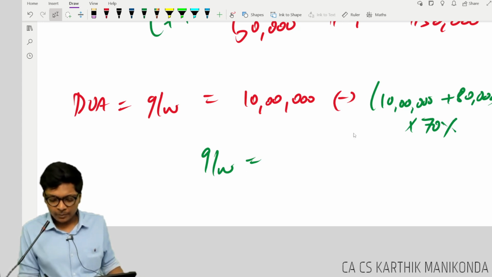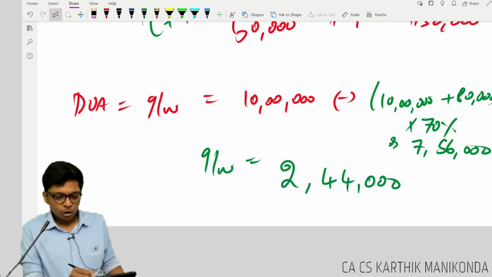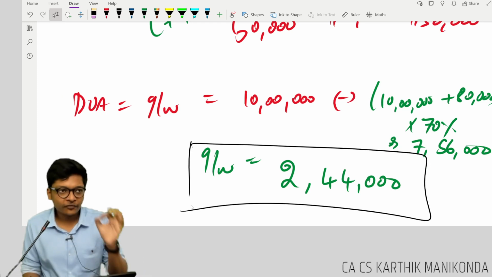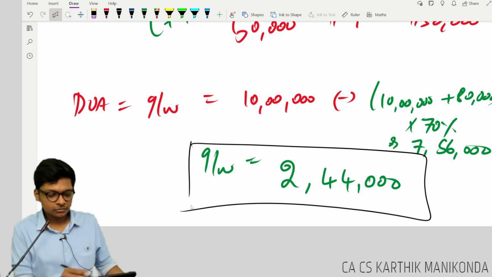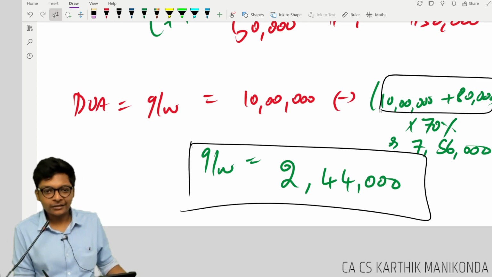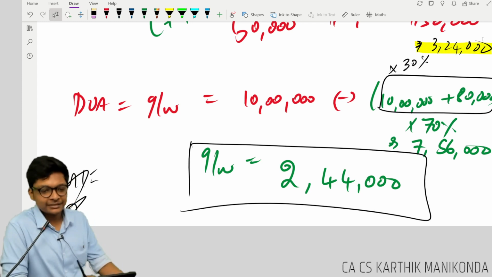10 lakh 80 into 70 is how much, guys? 7 lakh 56. So you get 2 lakh 44,000 as goodwill. This is on the date of acquisition. Are you following, guys? What is minority on this day? Same 10 lakh 80 into 30%. How much? 3 lakh 24. So my minority interest will be 3 lakh 24,000. Is it visible, guys? Understanding?